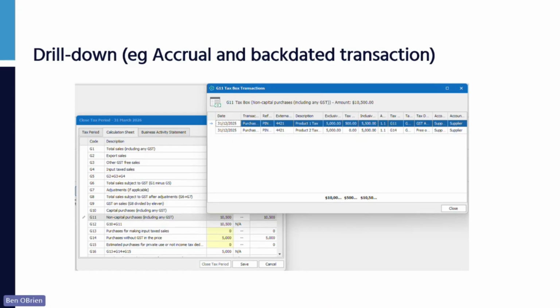So in this particular example, I've closed my tax period, and this was a quarterly tax period at the end of March. There were a couple of transactions dated 31st of December from the previous year. Even though they didn't naturally belong within that tax period, it's just illustrating in isolation the fact that the system will pick up the backdated transactions when you do the next tax period closing.